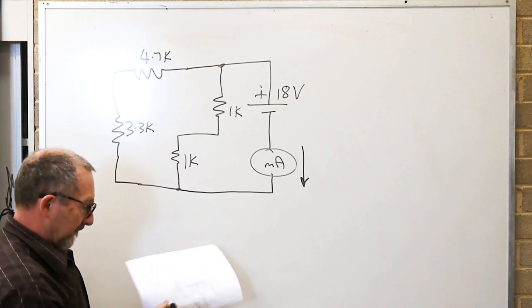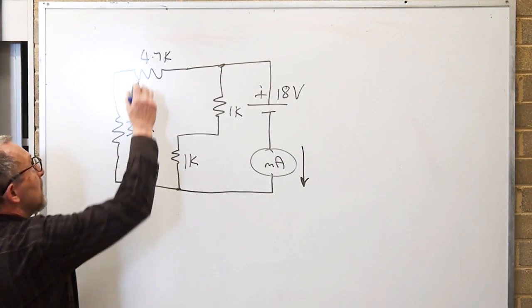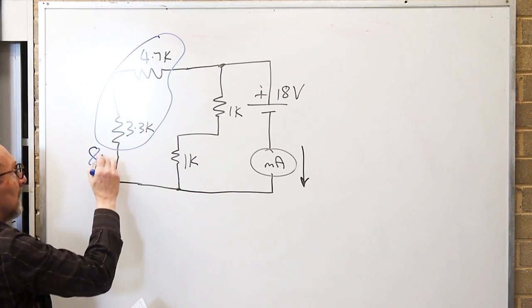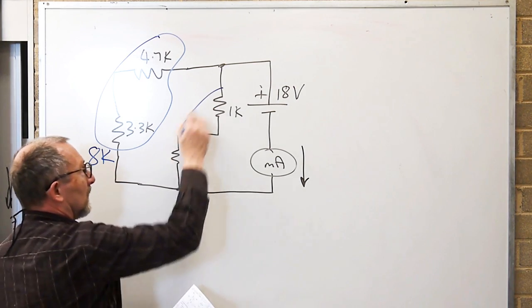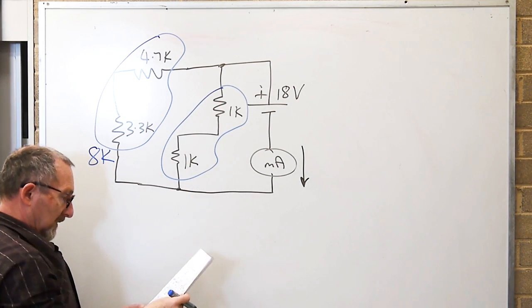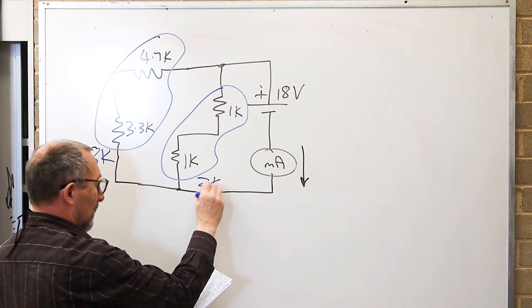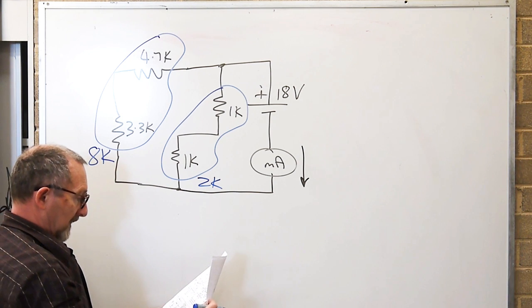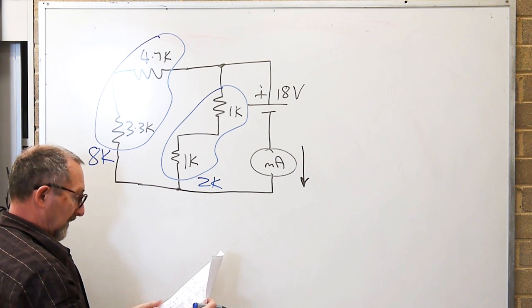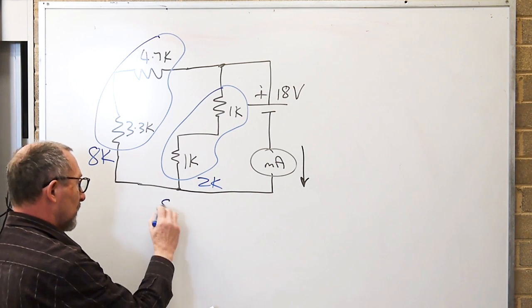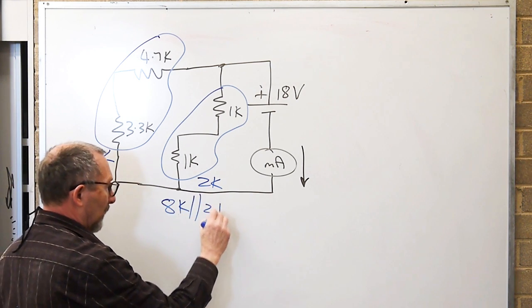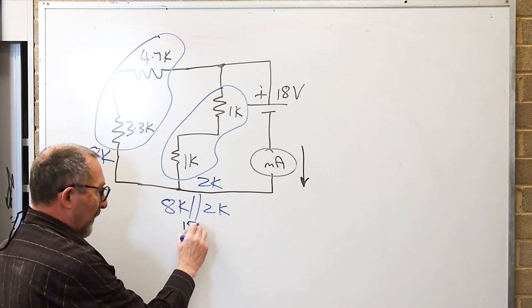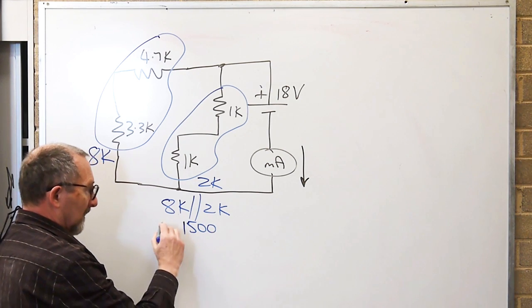So just again some approximations here, or did I even need to? 4, 7, 8K, and then I've taught you how to loop these things before. That was in fact 2K. And then that would be 8 in parallel with 2. So 8K in parallel with 2K. An approximation, I called it about 1500 ohms, about 1.5K approximation.